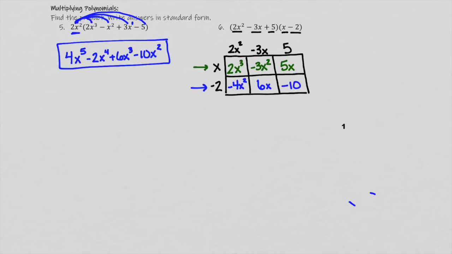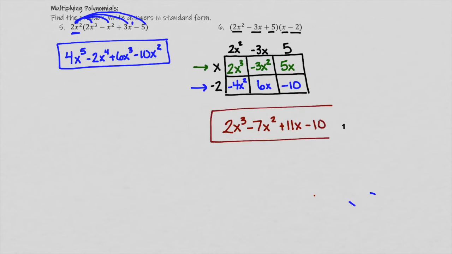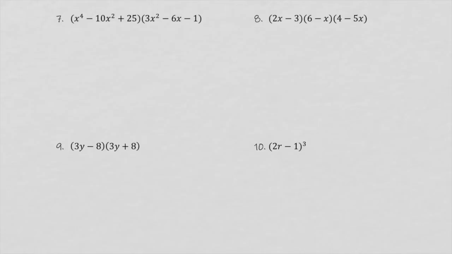Now those were all the terms if I were to have distributed this, which was what we did. We just organized it in a box. So now I'm going to write my terms. My highest degree is 3, so 2x cubed is the first term. But then I have 2 terms that have x squared. So I'm going to combine like terms by adding those together. So I get negative 7x squared. You add their coefficients. And then I have a 6x and a 5x. Add the coefficients, I get 11x. And then I just have the minus 10. So that is that trinomial times binomial all worked out.